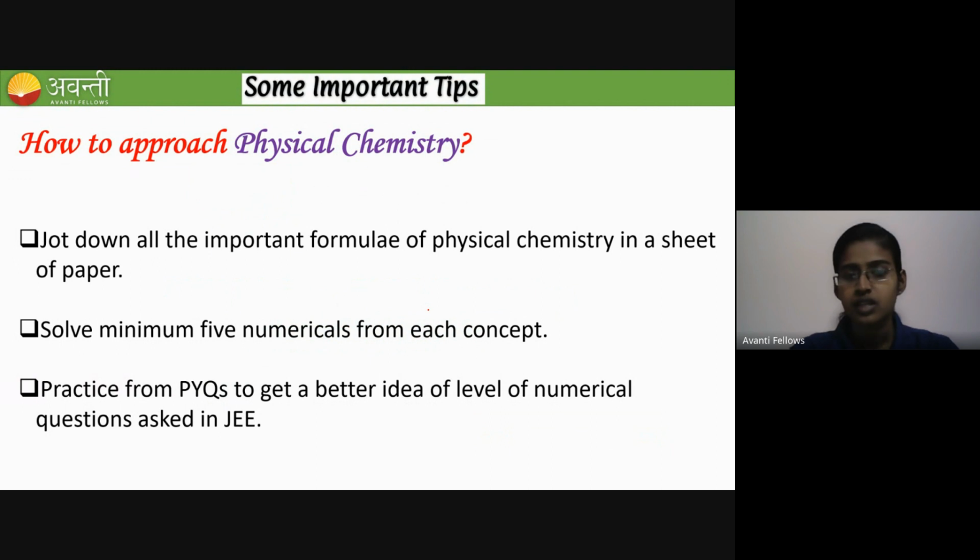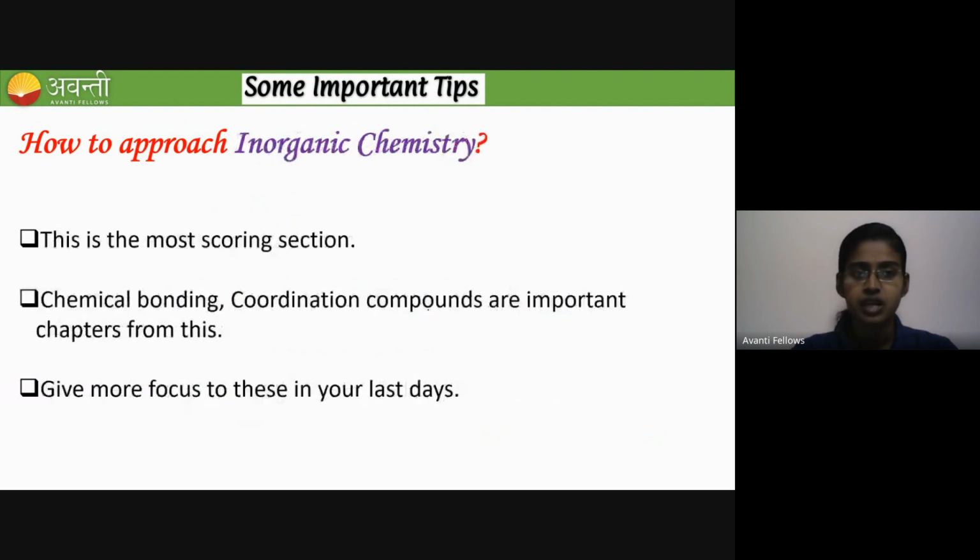Then coming to inorganic chemistry, this is the most scoring section in your exam, where you can get more marks. Especially chemical bonding and coordination compounds are very, very important. Many of the inorganic chemistry lessons have been deleted this year, like the hydrogen and s-block, no? So the only two major inorganic chemistry lessons from this year onwards are chemical bonding and coordination compounds. Give more attention to these two chapters.